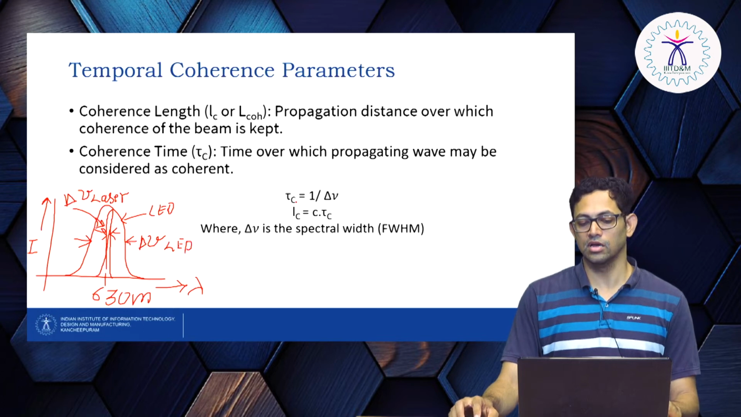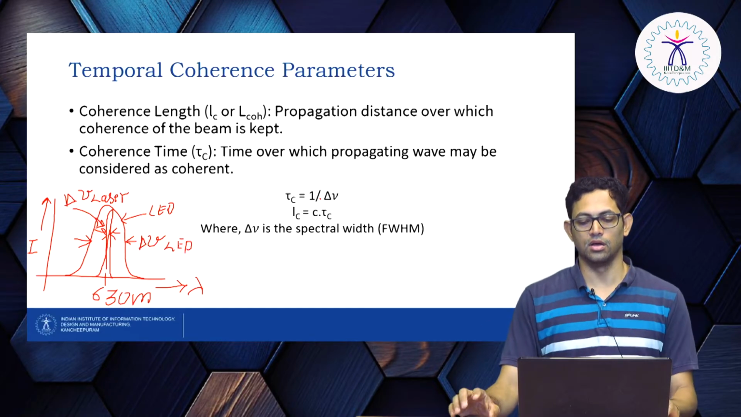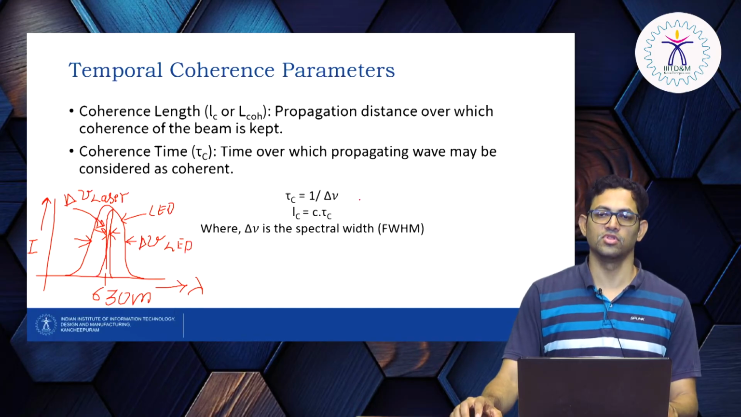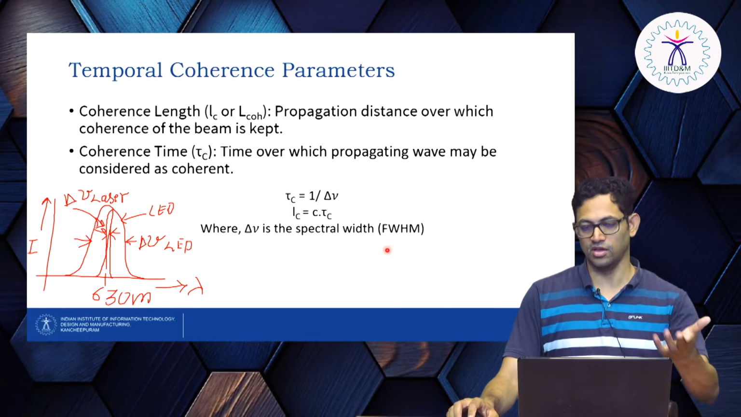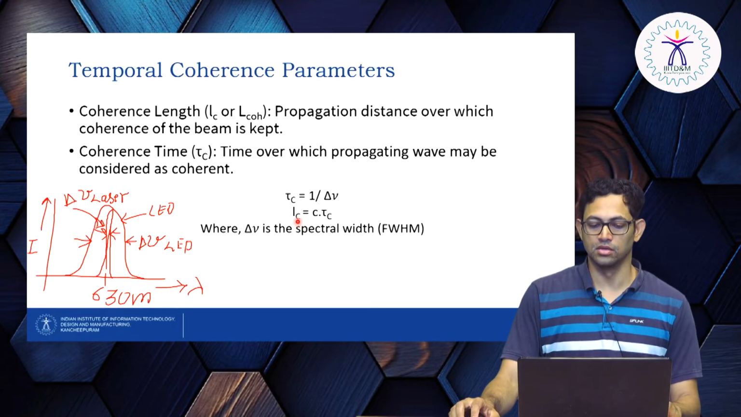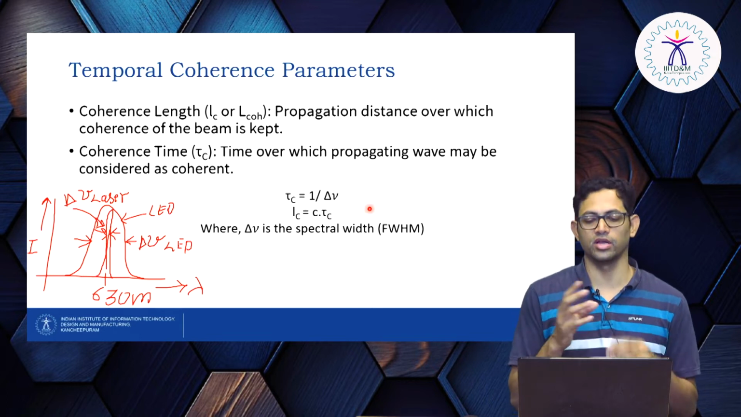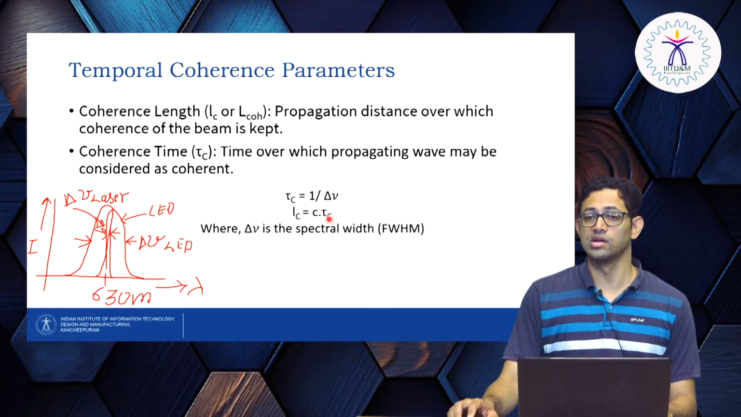Now as our temporal coherence time is inversely proportional to the spectral width or the full width half maximum, the temporal coherence time for the laser is of course going to be more as compared to the LED, right. That is what we will see as well in some time. Now coherence length, defined by Lc, is given as the speed of light times the coherence time, right. So for each light source we can quantify the coherence time as well as the coherence length.